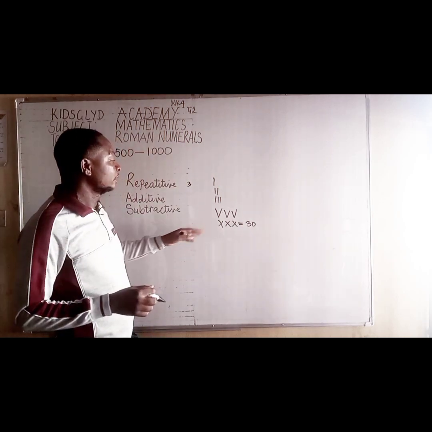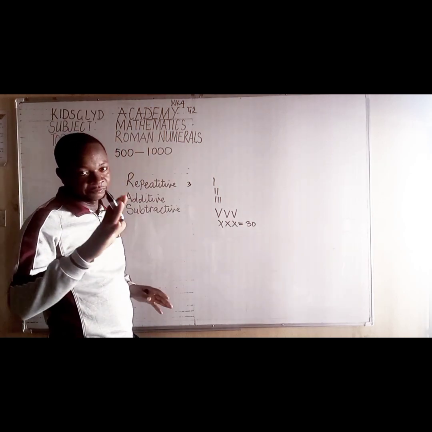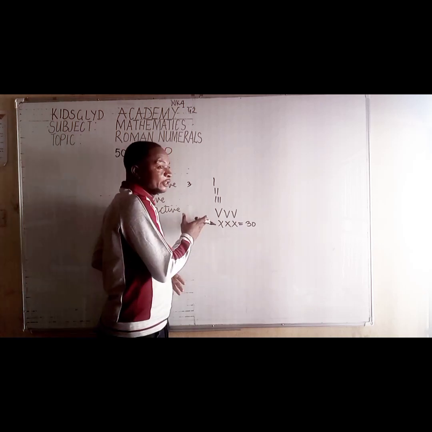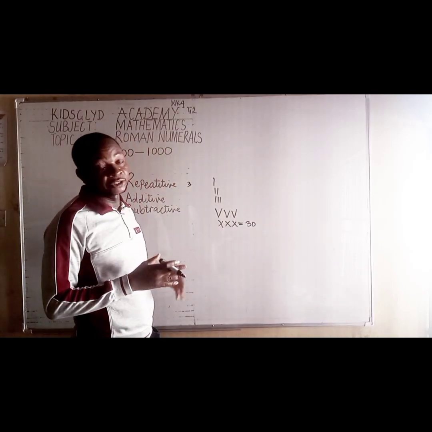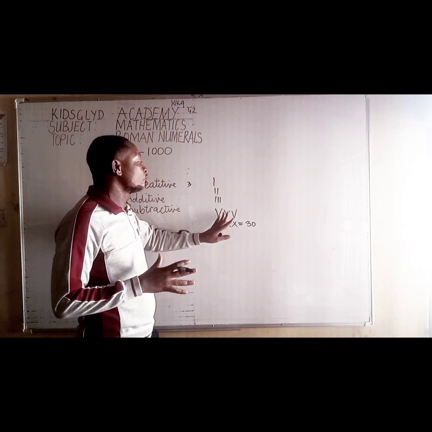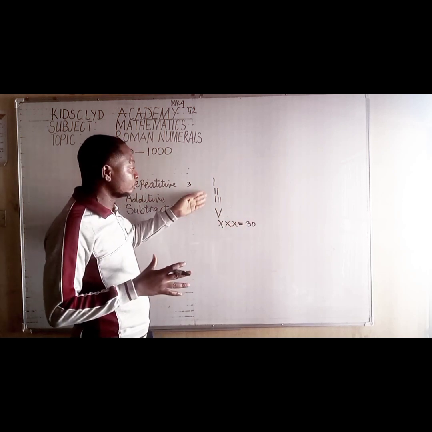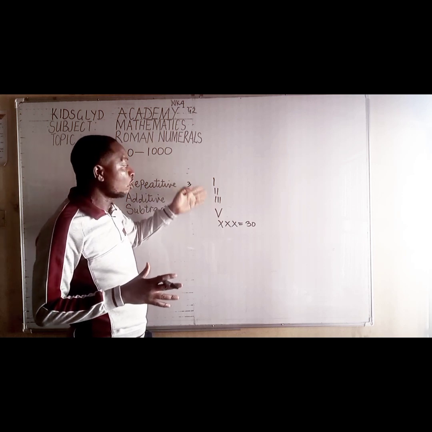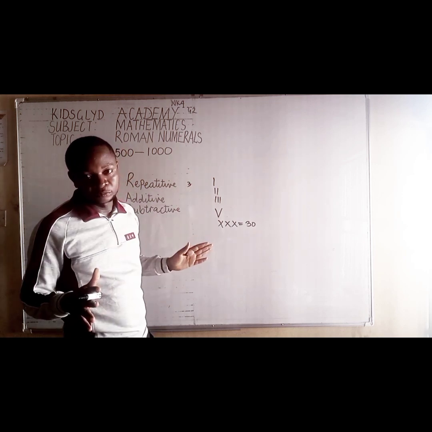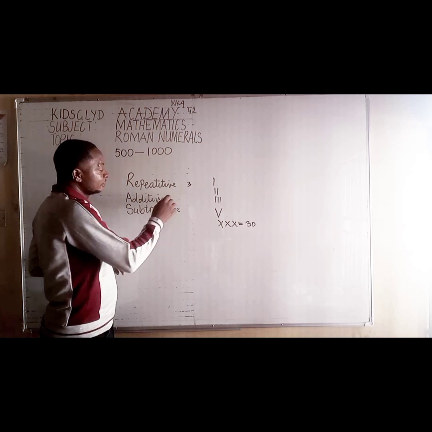And we all know that V is 5. So we cannot add V to make it 15 by repeating. Whatever we get to, we can't repeat a number more than 3 times. Just like the I's, I will appear once, twice, and thrice. That is all. Now we'll talk about the additive rule.